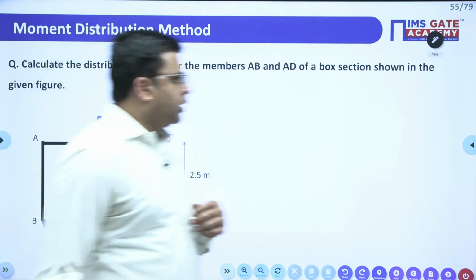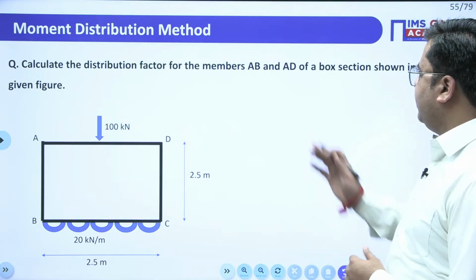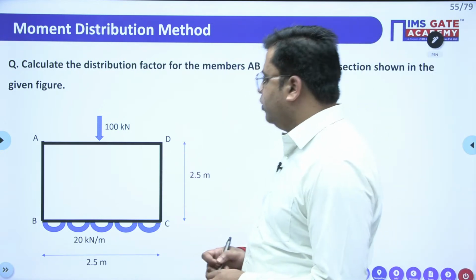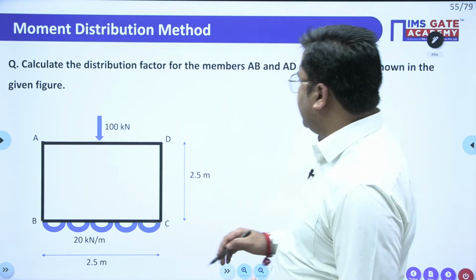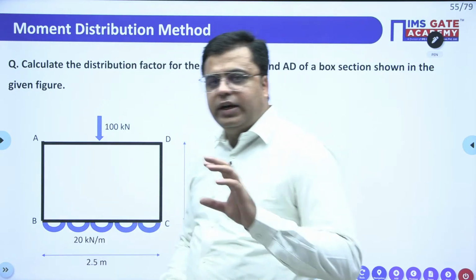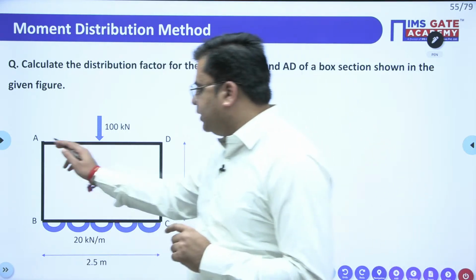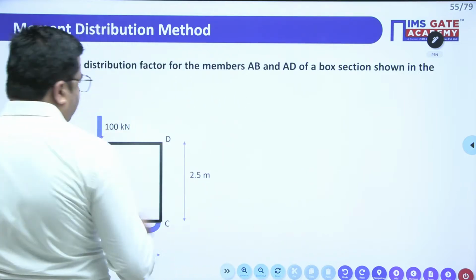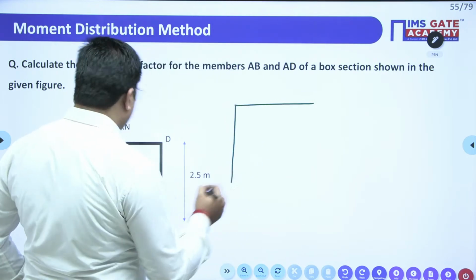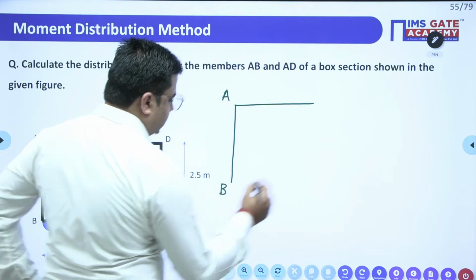Okay, coming back to the question. It says calculate the distribution factor for the members AB and AD of a box section shown in the given figure. This is the figure given to you where you need to calculate the distribution factor for AB and AD. Whenever any rigid joint is there, you need to consider it as a fixed end. So this is A, this is B, and this is D.